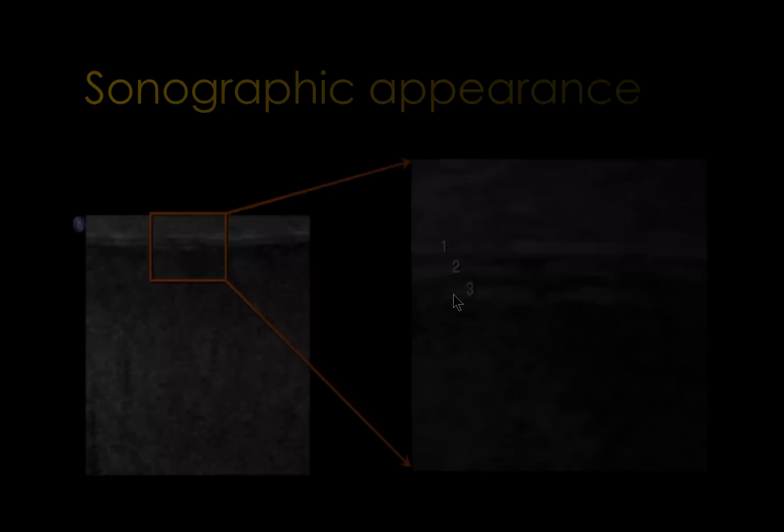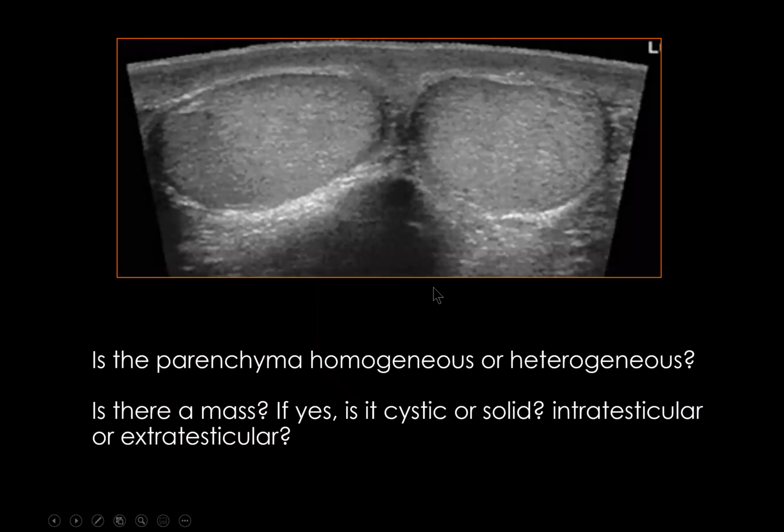The normal testes are homogeneous in echo texture with uniformly distributed medium level echoes. Size and echogenicity of the two testes should be identical. When you are scanning testes, think of these questions. Is the parenchyma homogeneous or heterogeneous? Is there a mass? If yes, is it cystic or solid? Is it intratesticular or extratesticular?